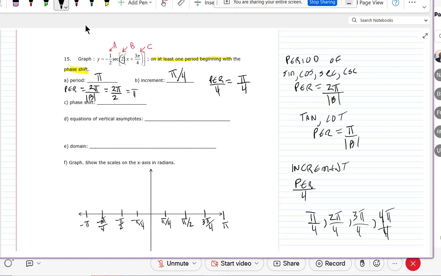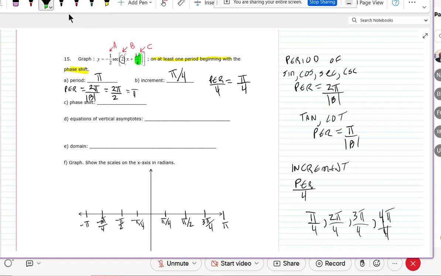Okay. Do we have any questions so far about how I found the period or the increment? Any problem with that so far? Okay. All right. So next thing we're going to do is look at the phase shift.